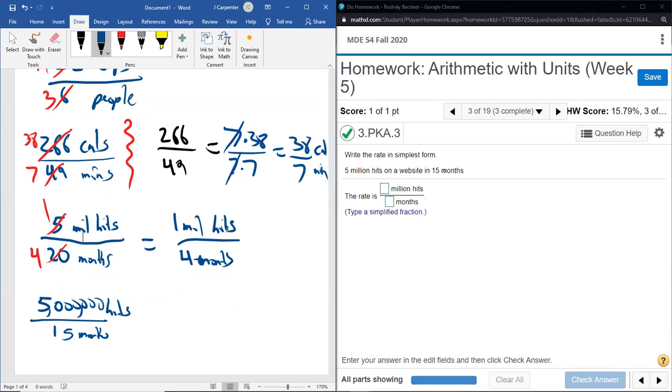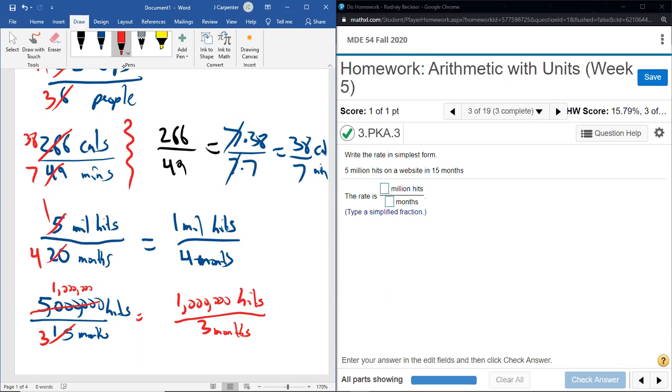I write the number in millions instead of the word millions of hits. And then the 15 months, oh, well, 5 still goes into both of these. That's kind of cool. So that's 3 now. And then this 5 million is going to become 1 million. So the answer would be 1 million hits over 3 months.